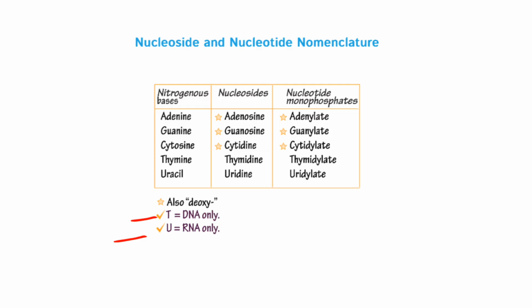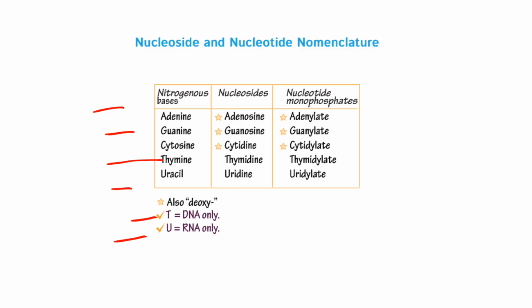Okay, so now the difference between nucleoside and nucleotide. We know both of them have nitrogenous bases and pentose sugar, but the difference is that the nucleoside has no phosphate group, while the nucleotide has a phosphate group. We'll talk about each of these nitrogenous bases, their names in nucleoside form and in nucleotide form. For instance, adenine in its nucleoside form is called adenosine, while the nucleotide form of adenine is adenylate, or you can also call it adenosine monophosphate, diphosphate, or triphosphate, depending on the number of phosphate groups.